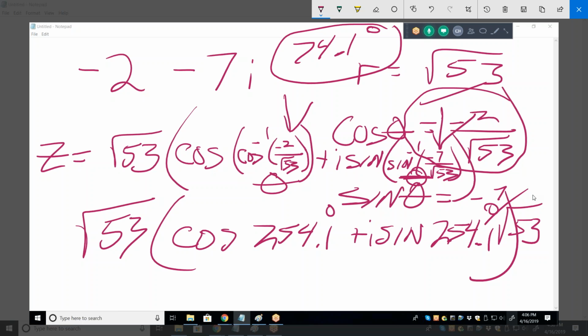In other words, if they were both positive arguments, we would know we were in the first. If cosine is negative and sine is positive, we know we're in the second. If they're both negative, we're in the third. And if cosine is positive and sine is negative, we're in the fourth. So you can always figure it out from just the plus or minus signs of those arguments of the inside trig functions or inverse trig functions.